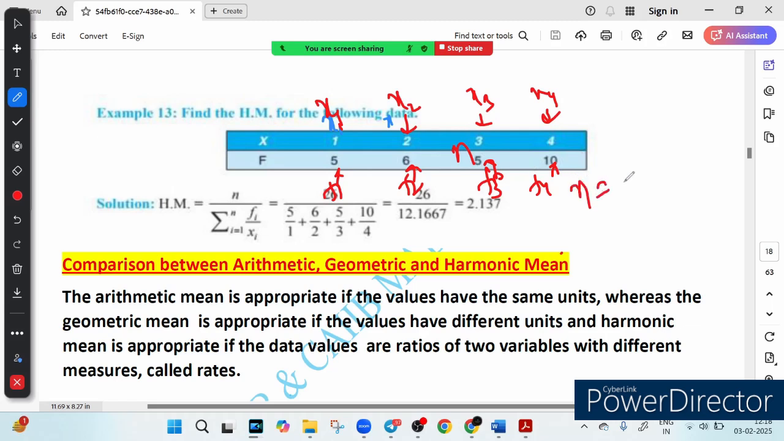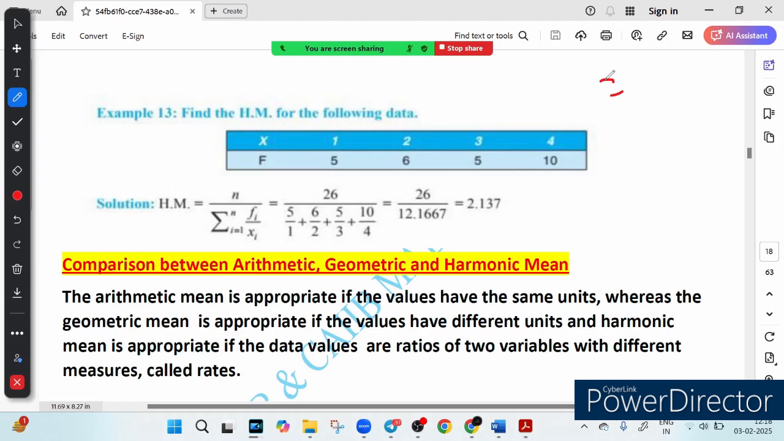Right, how to find the value of n? N is equal to f1 plus f2 plus f3 plus f4. What is f1? 5 plus 6 plus 5 plus 10. This will be 26. So n is 26, right? So in the numerator we will write 26.